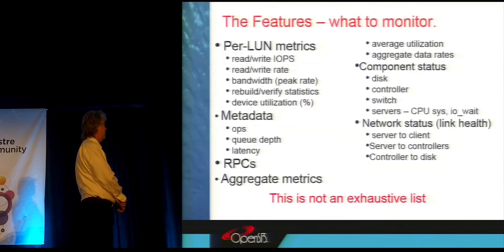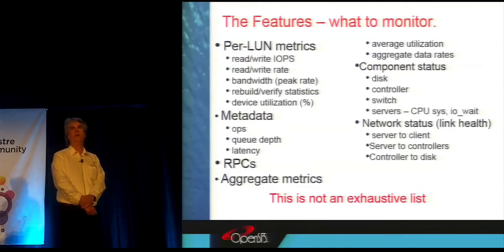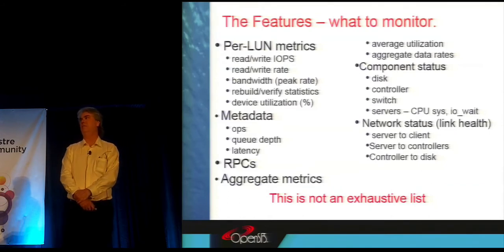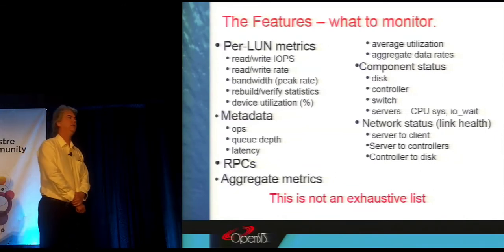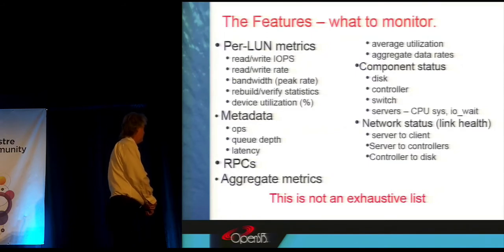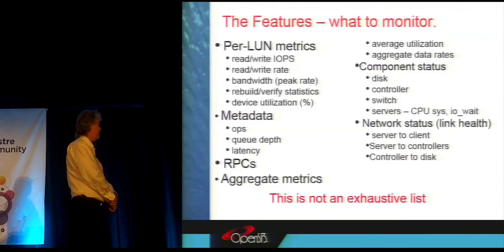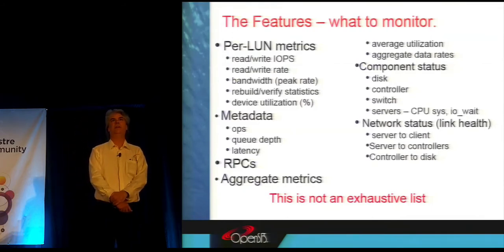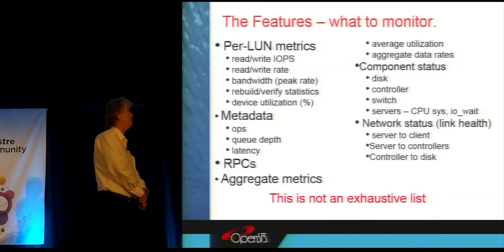Things like rebuild and verify statistics, device utilizations on the metadata server. You want to know what kind of ops there are and, for each individual metadata operation, what kind of statistics it has, queue depths and latencies. You can do the same sort of things for all the RPCs. Then obviously you can aggregate metrics so that, instead of just saying what any particular LUN's read-write rate was, you can also say what the file system as a whole was doing.